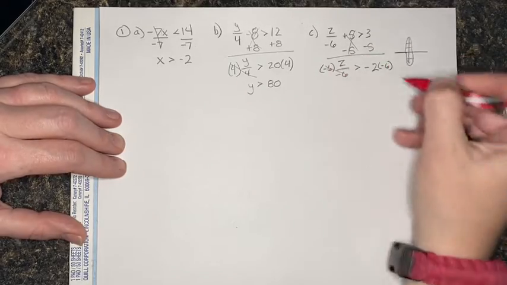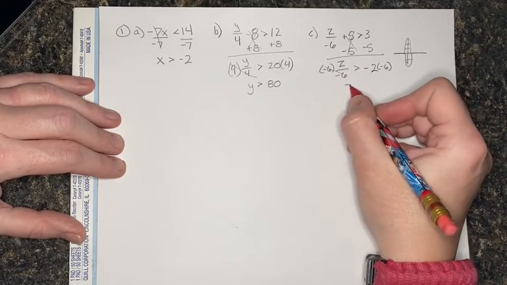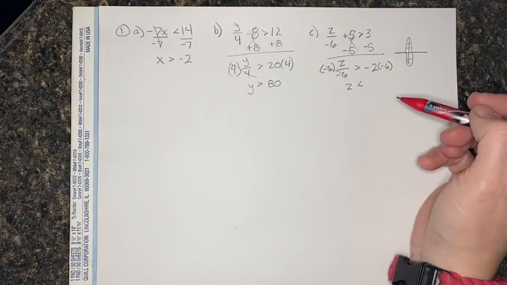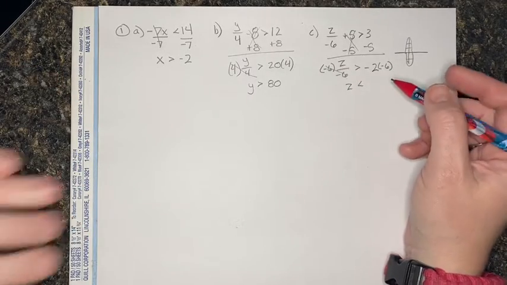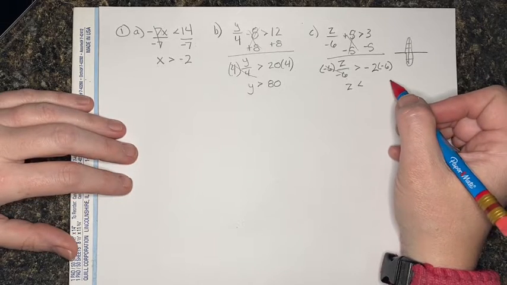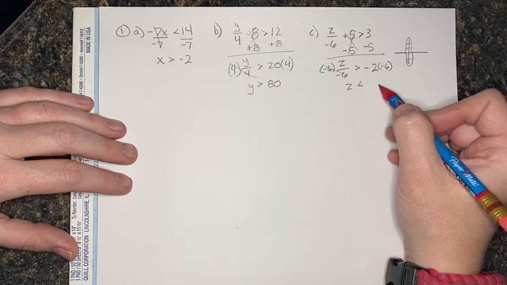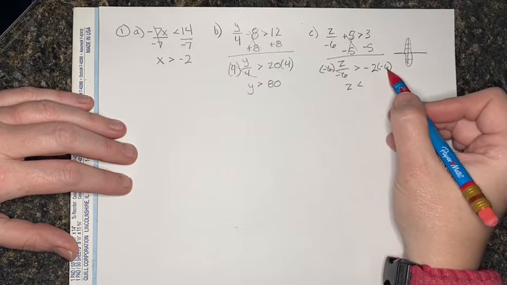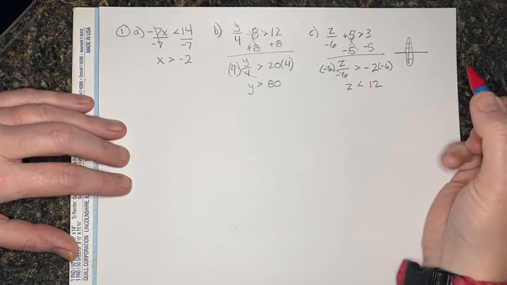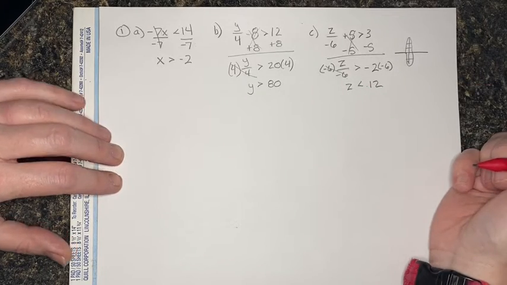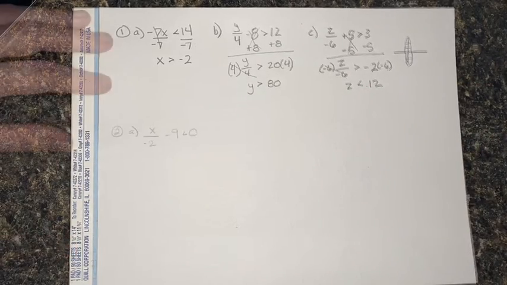What does that tell us about our inequality? Our inequality is going to change. We're multiplying by a negative number, so our inequality changes. Now we have a negative times a negative, so we know our answer is going to be positive. And so 2 6s is 12. So z is less than 12 is your answer for part C of number 1.